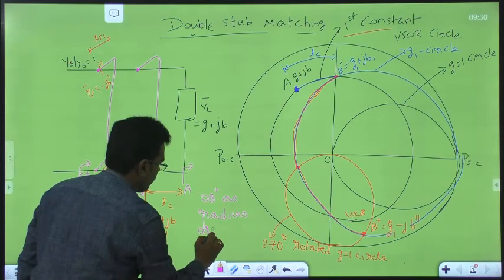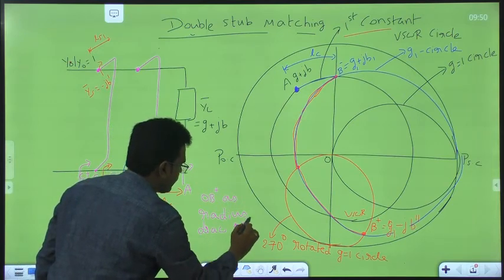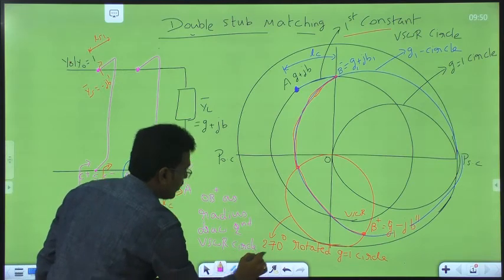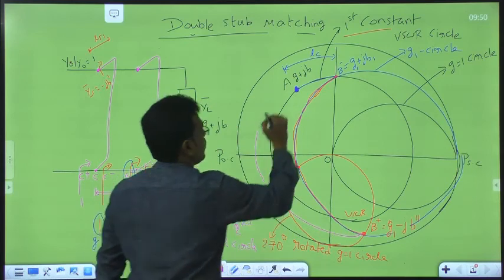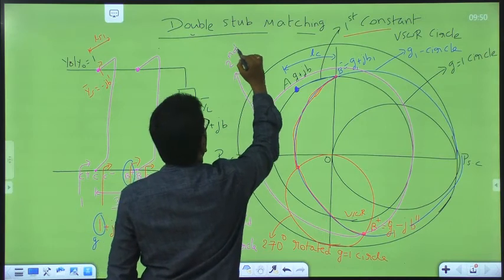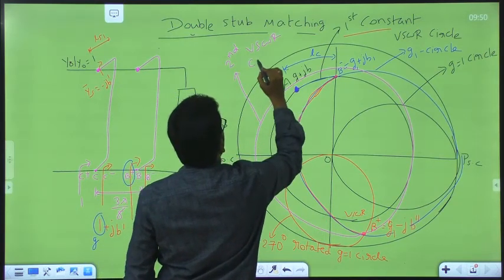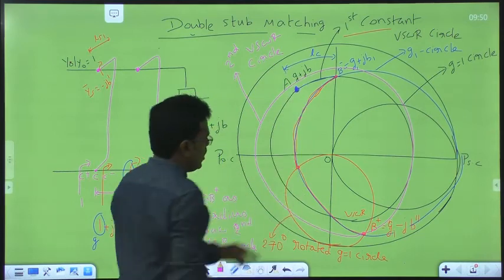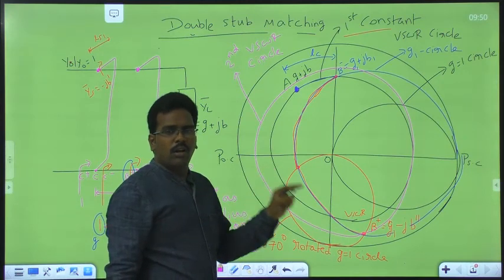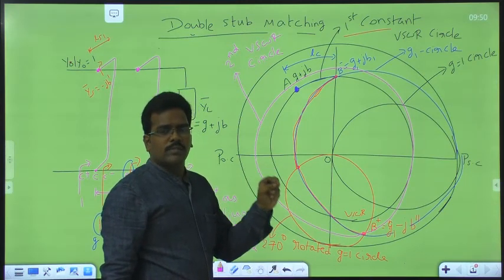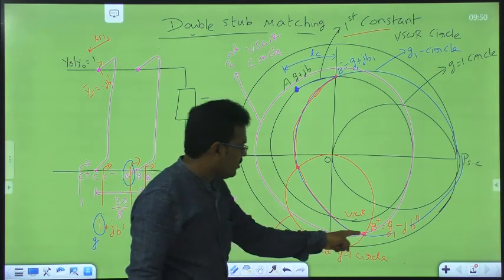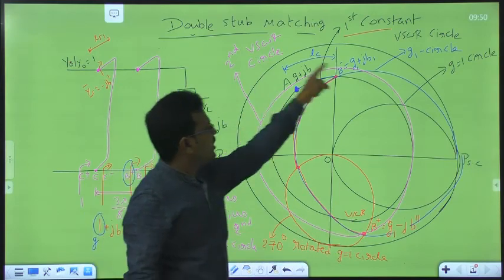draw a second constant VSWR circle. Since this B plus point is outside this VSWR circle, we have to draw another VSWR circle, because moving on the transmission line is always the same as moving on the constant VSWR circle. For that reason, with OB plus as radius, draw another circle.